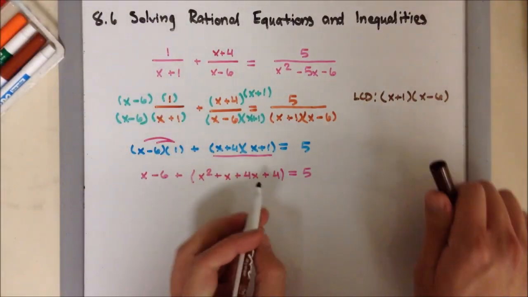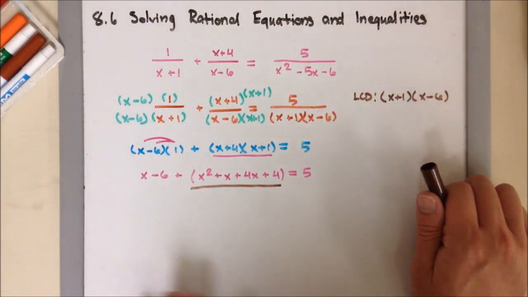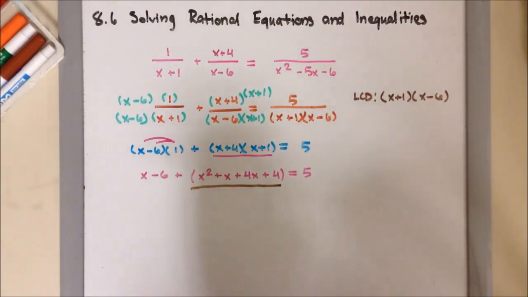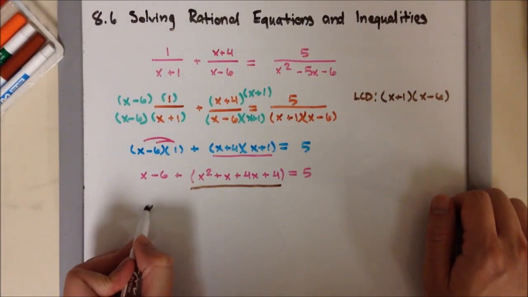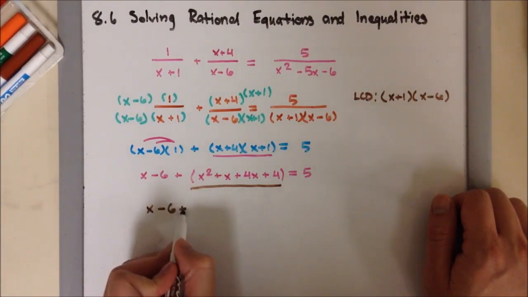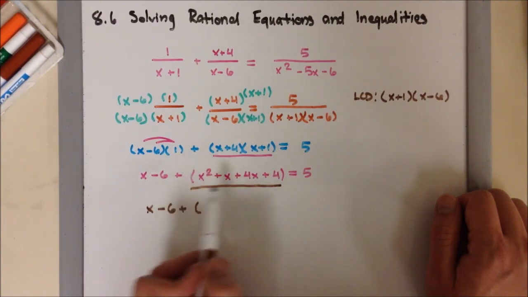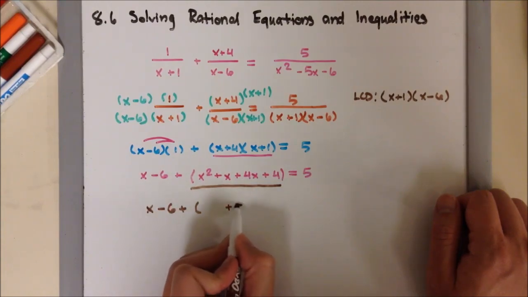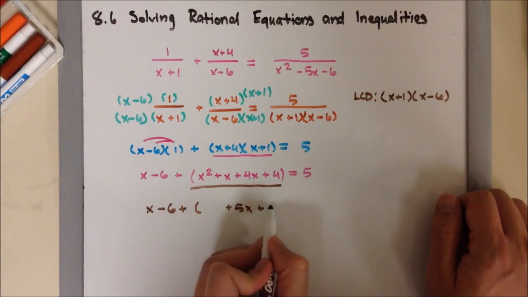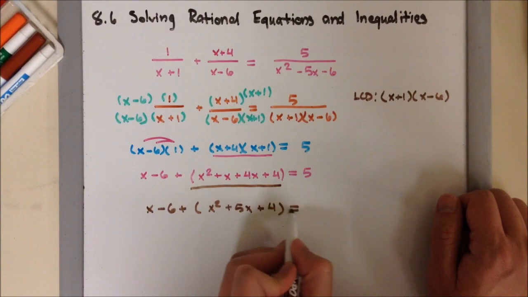Next, I'm going to combine like terms because that's the only thing I can do next. Everything else, there's not much I can do. So I'm going to bring down my x minus 6. Bring down my plus, parenthesis. So inside the parenthesis, the only thing that I can combine is my x and the positive 4x. So positive x plus 4x will be positive 5x. Bring down my plus 4. Bring down my x squared. Close parenthesis equal to 5.